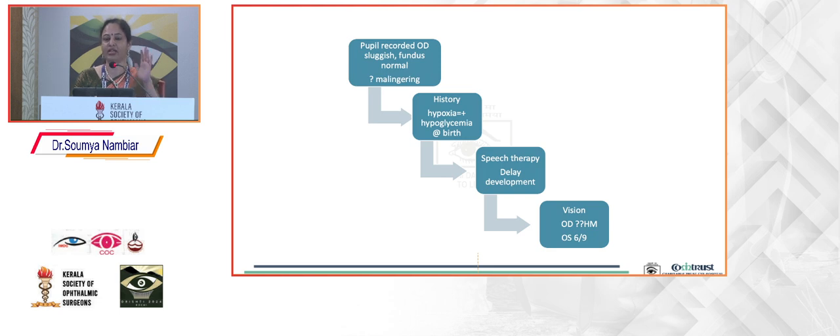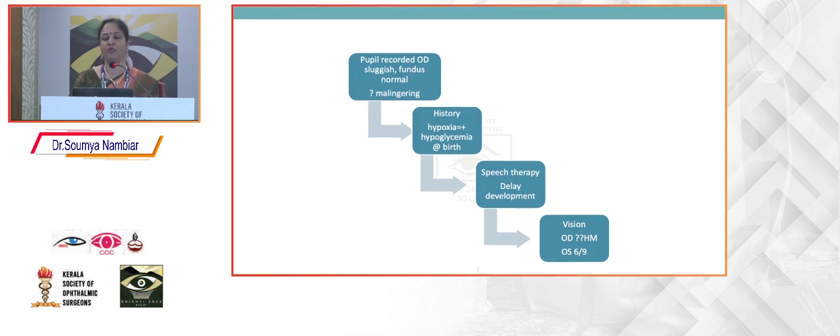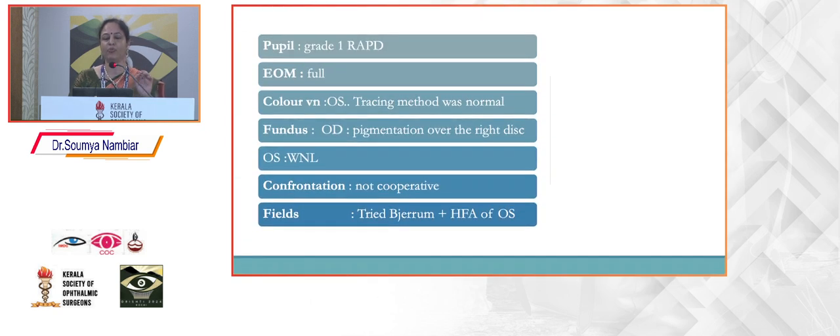If you rely on the history, vision was hand movements in the right eye, and left 6/9. On pupil examination, there was a grade 1 RAPD, not very much, and extraocular movements were full. For color vision, I tried the tracing method with the Ishihara chart because you cannot rely on his history. It was supposedly normal in the left eye; in the right eye, because of hand movements, I couldn't check. Fundus was literally normal, except for a slight amount of pigmentation on the right disc.